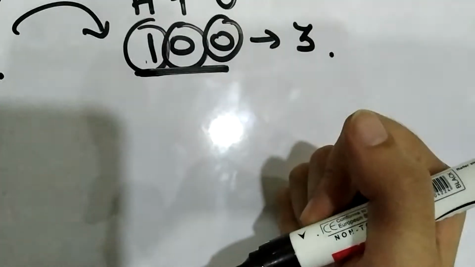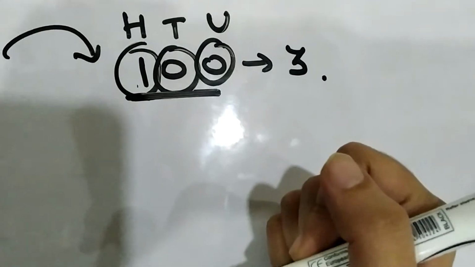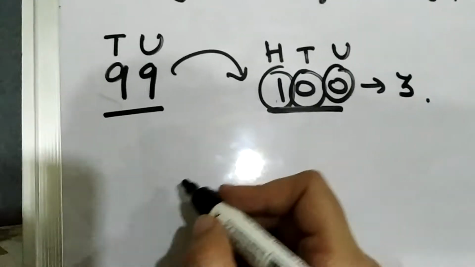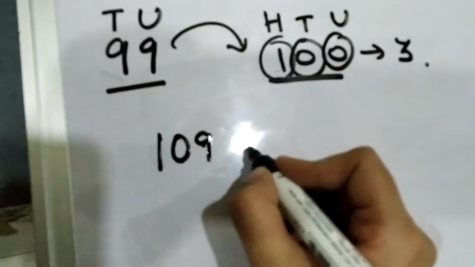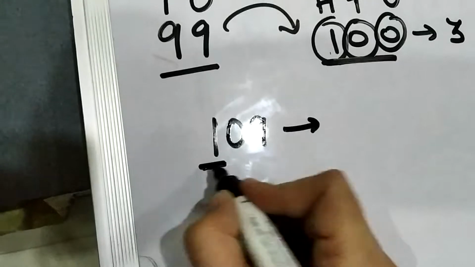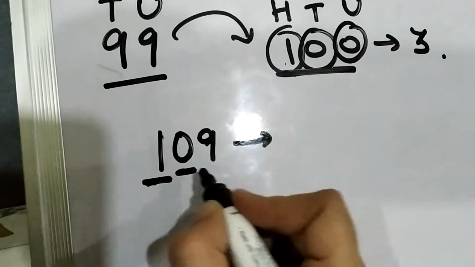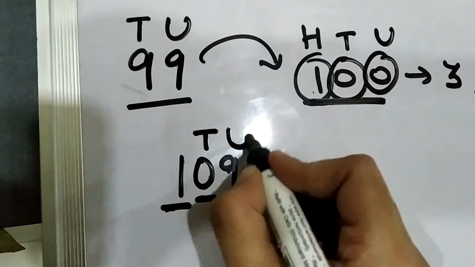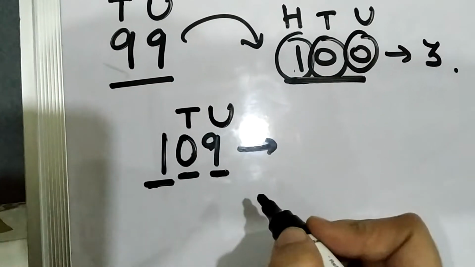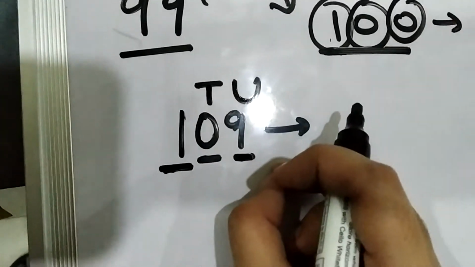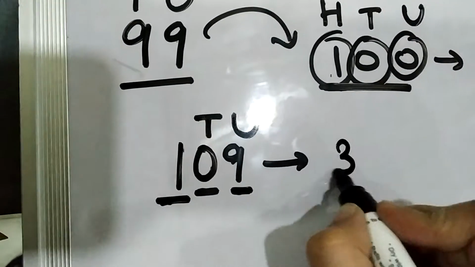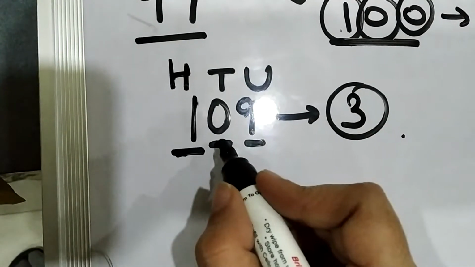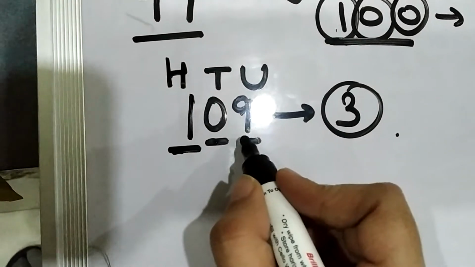Now I'll tell you how to write it in the expanded form. It's very simple. Imagine children, I have a number 109. This is the hundreds position, this 0 is the tens position, and this 9 is in the units position. The last one is always your units position. Now we have a 3-digit number, so the first one is the hundreds position.